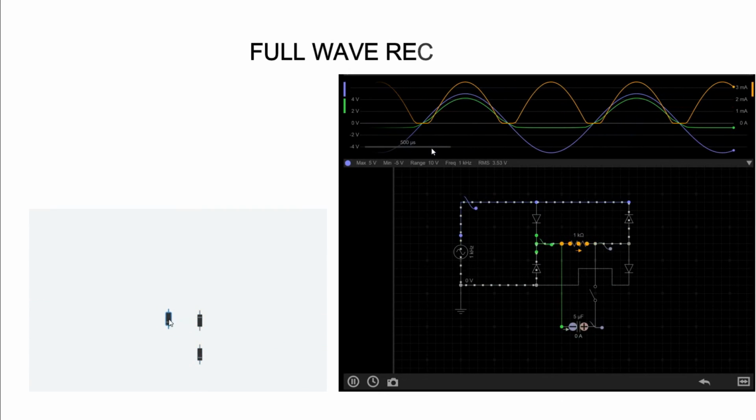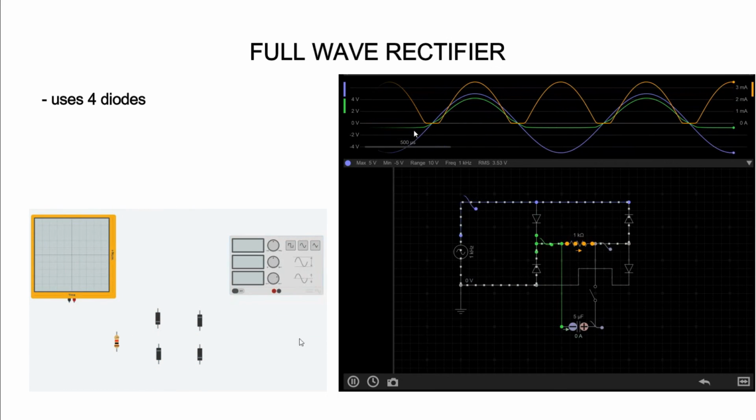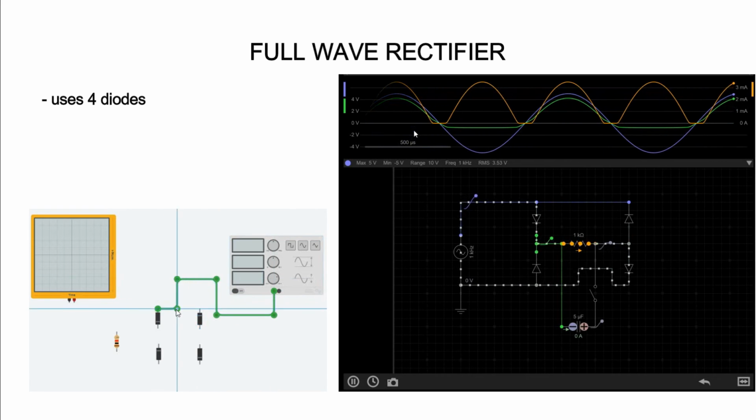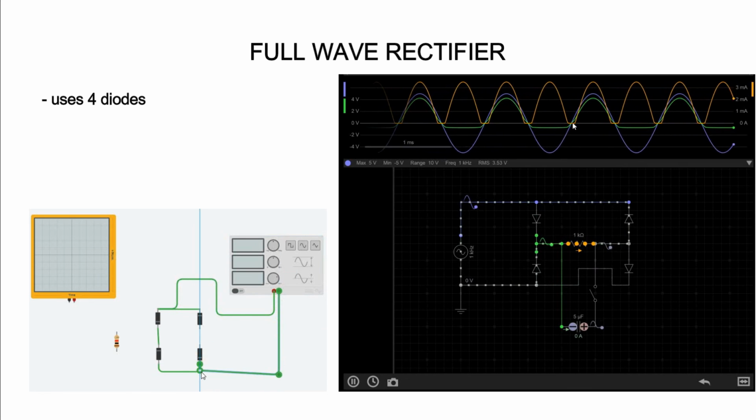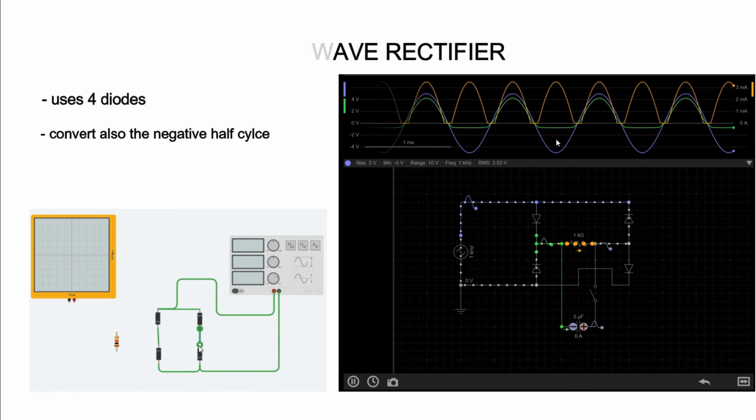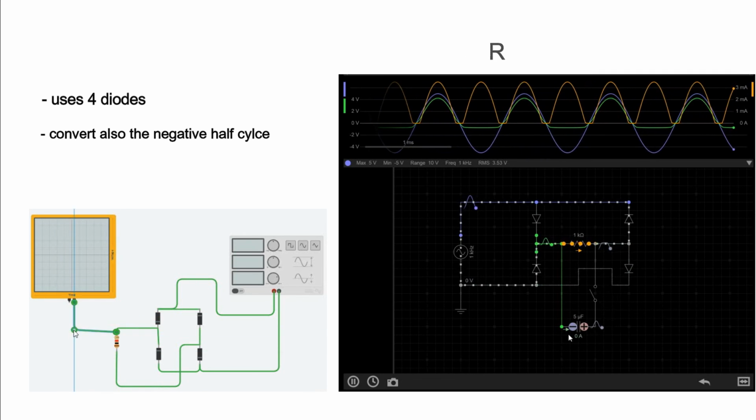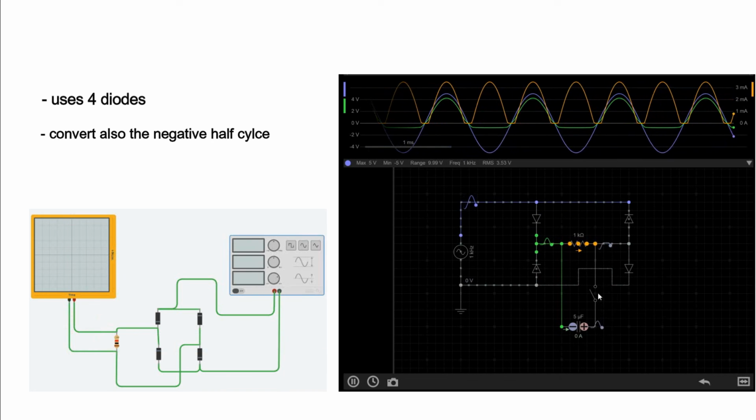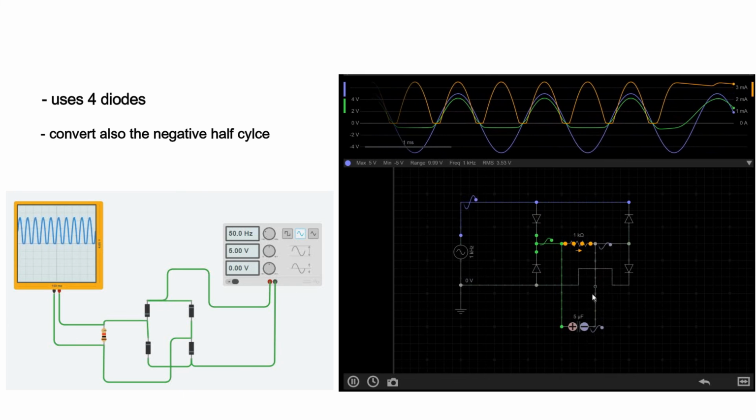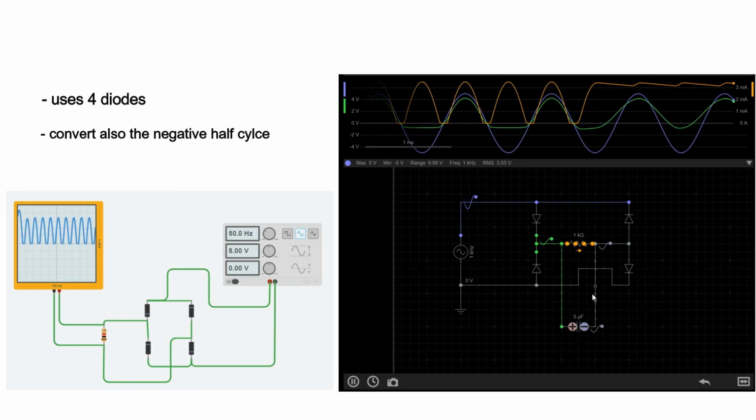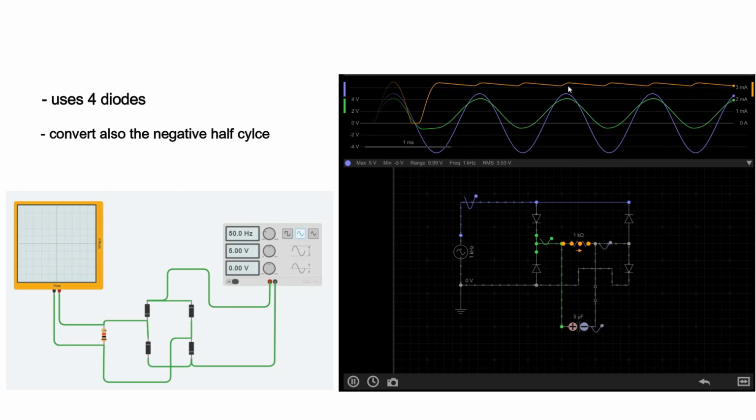This type of rectifier uses 4 diodes. 2 of them are connected in series and are used for converting the positive half cycle of the AC signal, and the other 2 diodes are also connected in series for converting the negative half cycle of the AC signal. Finally, at the output is connected a smoothing capacitor, and in this way we will obtain a DC signal more stable and with a bigger capability than the signal obtained from the half-wave rectifier.